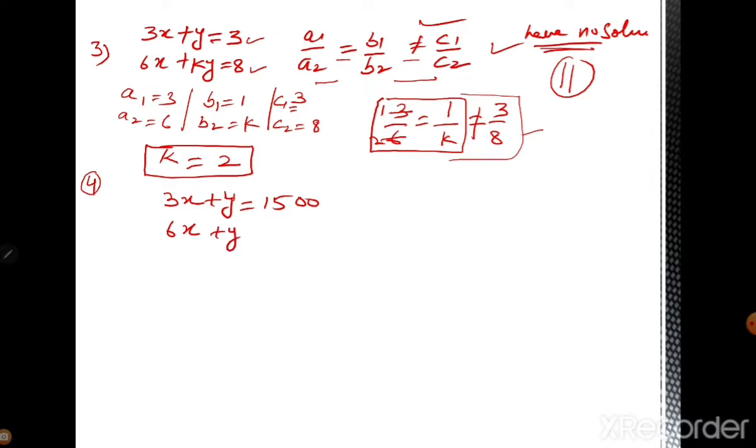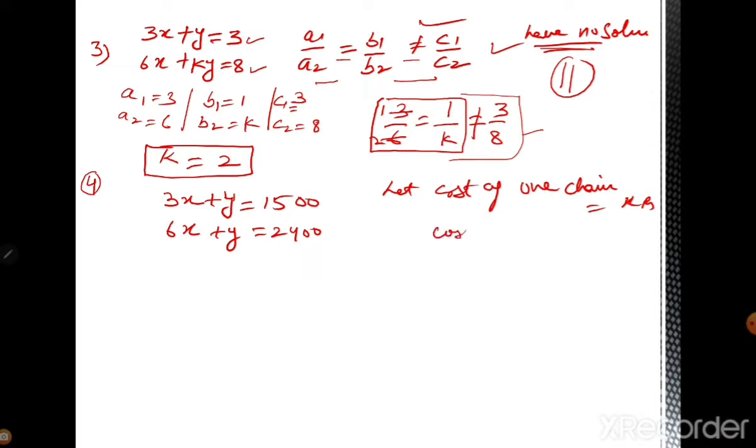Okay, 6 chairs and 1 table, then the total cost is 2400. So before this we have to write it here. First, let the cost of 1 chair be x rupees. Then that's why it comes here 3x. Then the cost of 3 chairs is 3x.